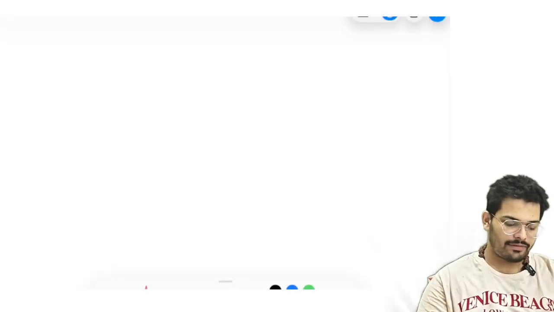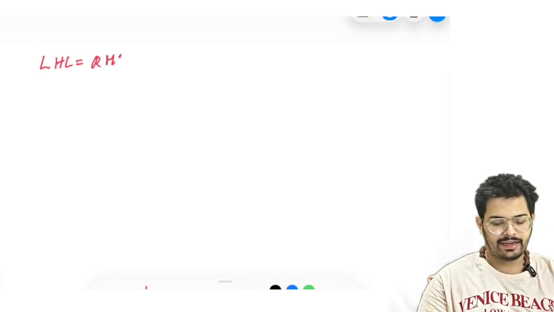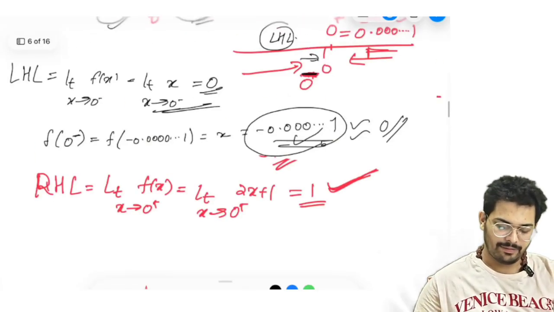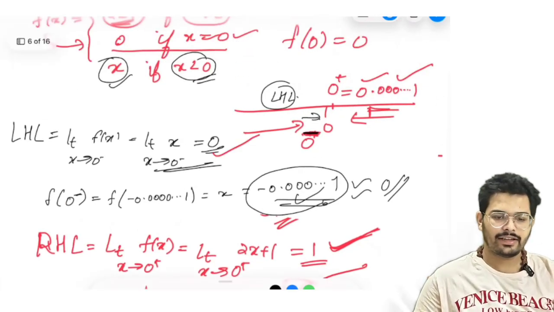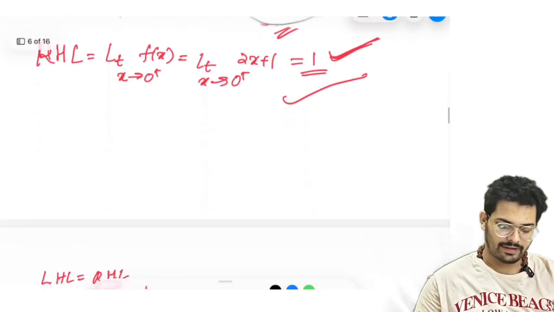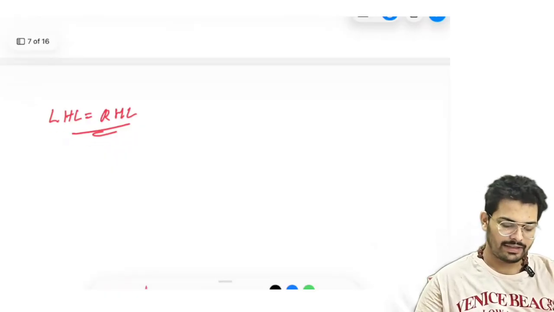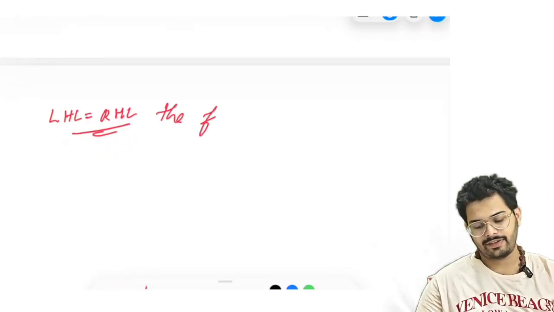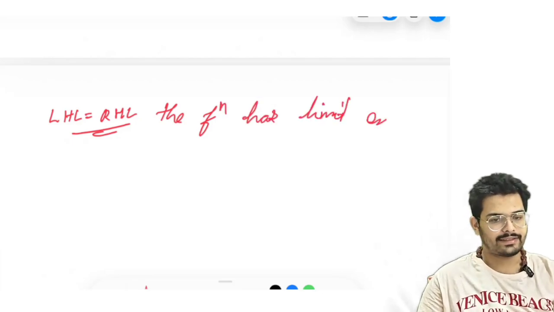Now the thing is, when left hand limit equals right hand limit. Here the right hand limit is 1 and the left hand limit is 0, so the function's limit doesn't exist. If these values are equal when you calculate the right hand limit and left hand limit, then we can say the function has a limit, or the limit exists.